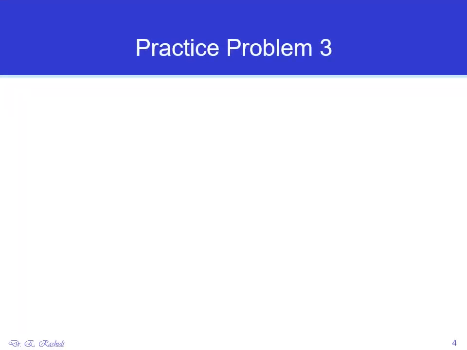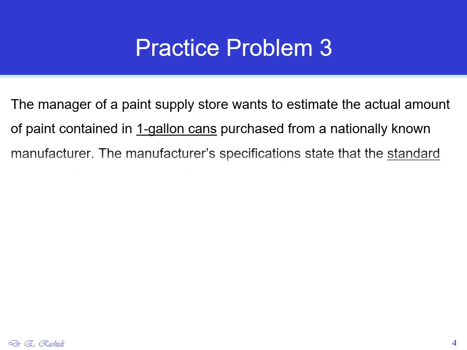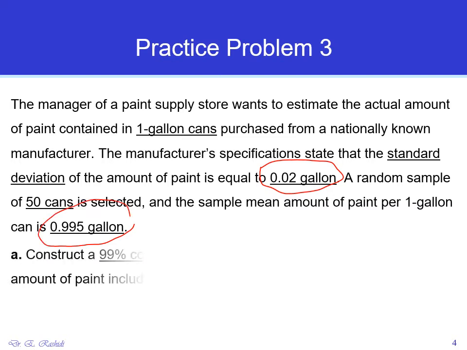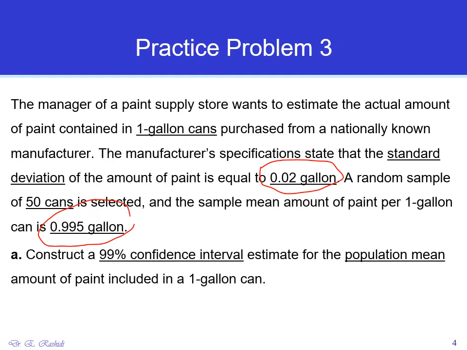Next practice problem. The manager of a paint supply store wants to estimate the actual amount of paint contained in 1-gallon cans purchased from a nationally known manufacturer. The manufacturer's specification states that the standard deviation of the amount of paint is equal to 2% of a gallon. A random sample was taken of 50 cans, and the sample mean amount of paint per 1-gallon can is 0.995 gallon. We want to construct a 99% confidence interval to estimate the population mean amount of paint included in a 1-gallon can.